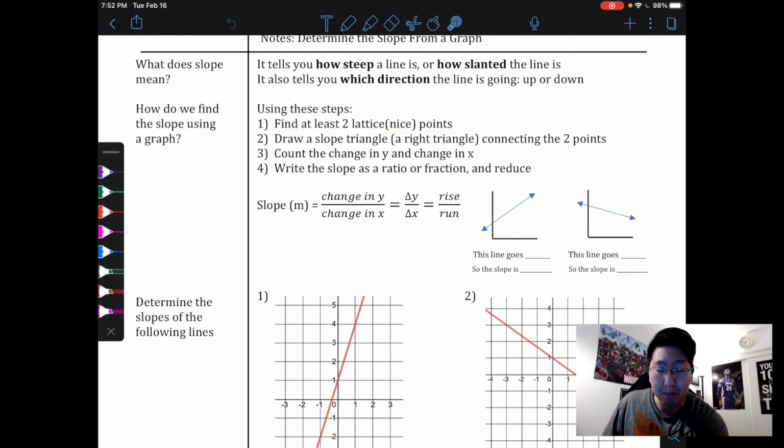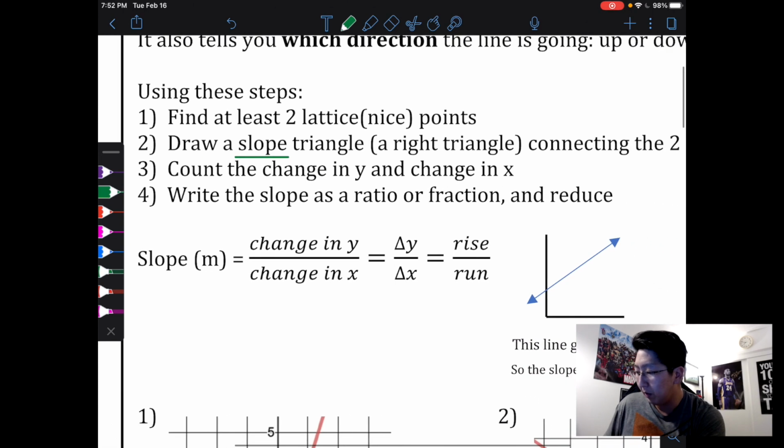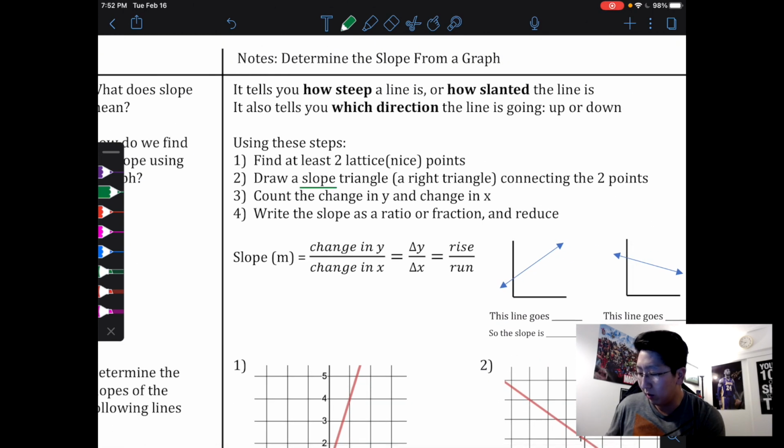That's the first step. Okay, second thing, we're going to draw a growth triangle or a slope triangle. So here, instead of using the word growth, we're going to say slope. And so we're going to go ahead and find a slope triangle, okay, and connect the 2 points. Number 3, we're going to count the change in y and change in x.